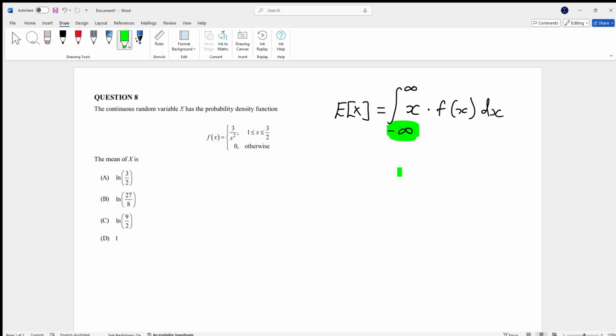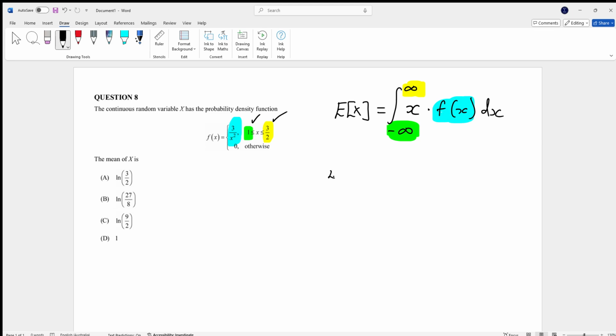The negative infinity represents the smallest value of x for which the probability density function can exist. So in that case, that's going to be 1. The positive infinity is a placeholder for the largest value of x for which the probability density function exists. So in that case, it's 3 over 2. And then f of x is just our probability density function, which would be this here. So realistically, our expected value is the integral between the smallest and the largest, of x times your 3 over x squared in this case.